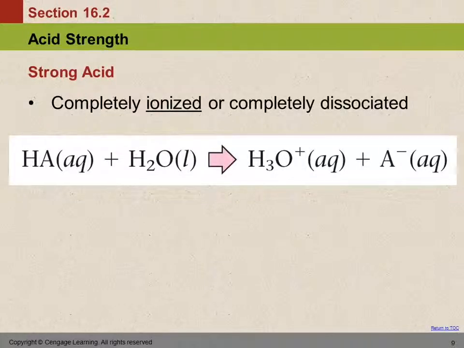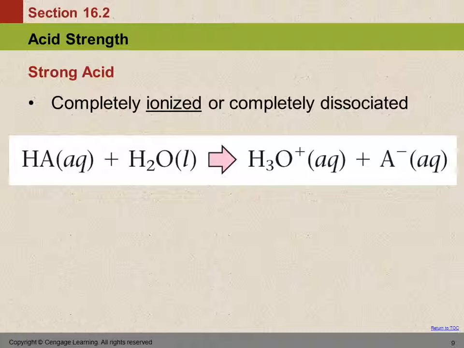Acid strength. Okay, so we talk about strong acids. A strong acid is one that ionizes completely, or dissociates completely, when it's dissolved in water. So you've got your HA, whatever A is, and you add it to water, and all of it goes and forms the products. You don't have any left that doesn't.